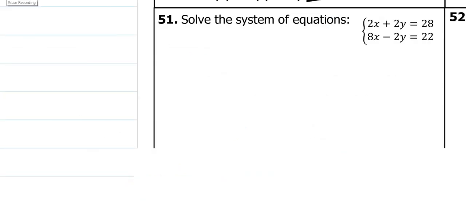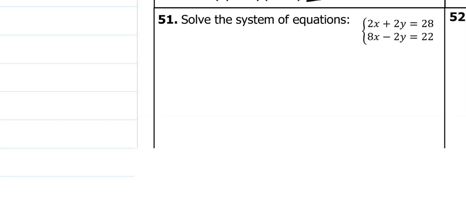Number 51. Solve the system of equations. 2x plus 2y equals 28, while 8x minus 2y equals 22. There are 3 ways to solve a system of equations. Graphing, which we rarely use, especially if it's bigger numbers. Substitution, where we solve for one variable and plug it in. And elimination. Right now, the way that this system of equations is written, it's ready to go ahead and use elimination.